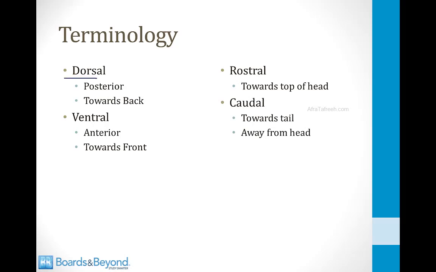So when we say something is dorsal, we mean it's posterior and towards the back. You may know that fish have a dorsal fin and that's on their back. When we say something is ventral, we mean it's anterior or towards the front. When we say something is rostral, that means towards the top of the head. And then when we say something is caudal, we mean it's towards the tail or away from the head.